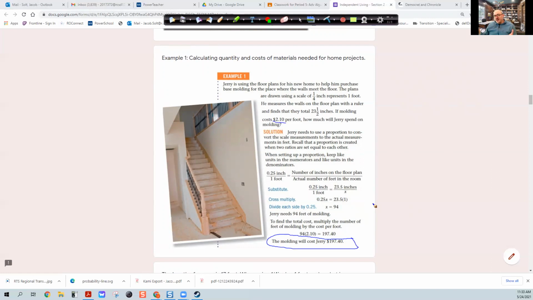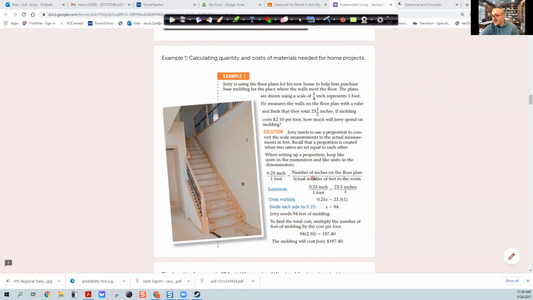So what are the steps? The steps are: take the scale and put that into proportion with the scale over how many feet that equals. Then set that equal to the number of inches on the floor plan divided by the number of feet in the actual room. Then find out which of these variables you need to solve for. Sometimes, if you're measuring the room, you'll be solving for how many inches are in the floor plan. If you know how many inches are in the floor plan, you'll be solving for how many feet are in the room. Then you solve for x with cross multiplication. Once you get x, you take that number of feet or inches and figure out how much that's going to cost you in terms of whatever materials you're buying.